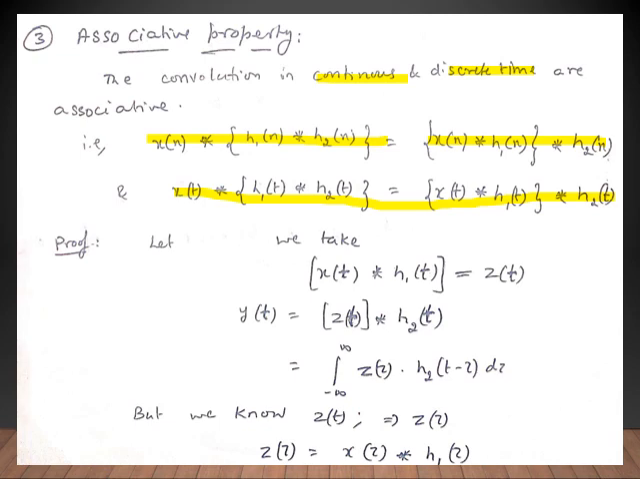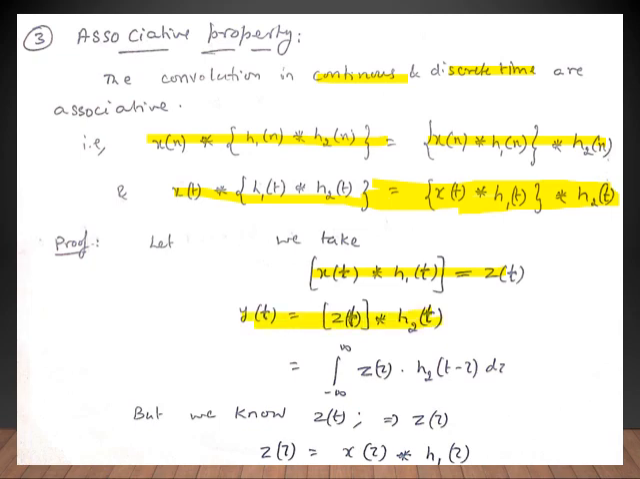First of all, for the continuous time case, I take the right hand side of the equation. As you can see, the right hand side, which is highlighted here, is x of t convolved with h1 of t, which is convolved with h2 of t. So here I take z of t equal to x of t convolved with h1 of t. So what is remaining on the right hand side? y of t, which is equal to z of t convolved with h2 of t.